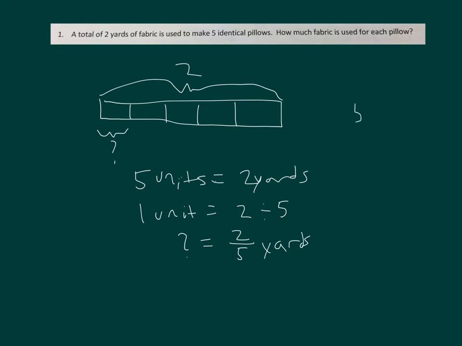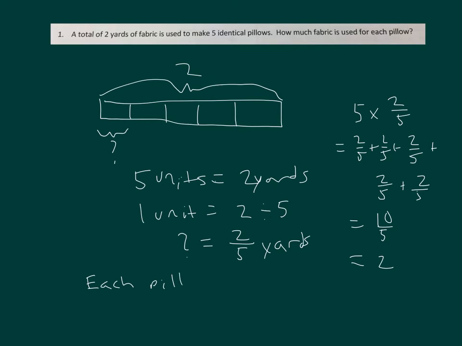For our check, 5 times 2/5, which equals 2/5 plus 2/5 plus 2/5 plus 2/5 plus 2/5, which equals 10/5, which I can remember as 5/5 plus 5/5, which is 1 plus 1, which equals 2. 10/5 does equal 2. So our answer does check. Each pillow uses 2/5 yards of fabric. And I can express that with a sentence.